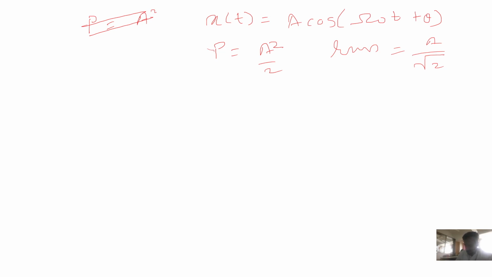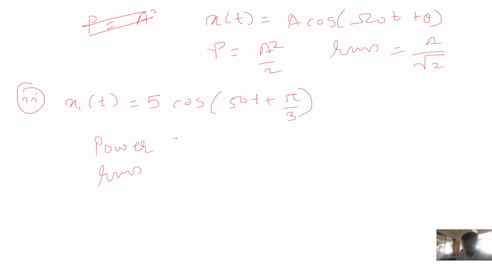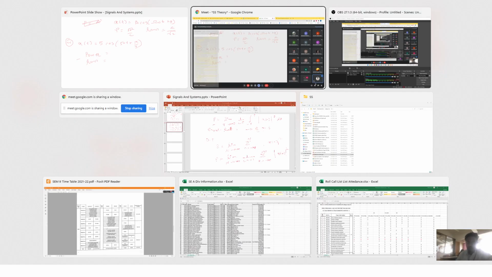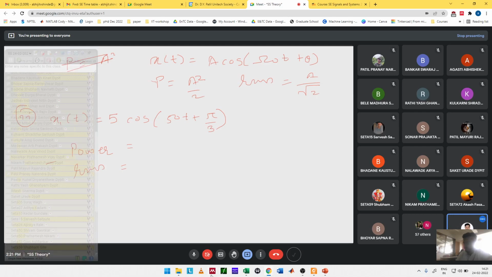Now, what I want from you guys: if I have this, directly you can calculate the following values. So, x1(t) is 5 cos(50t + pi/3). What will be the power of this, and what will be the RMS of this? First tell me what will be the power of this. You can put the message in the chat box.